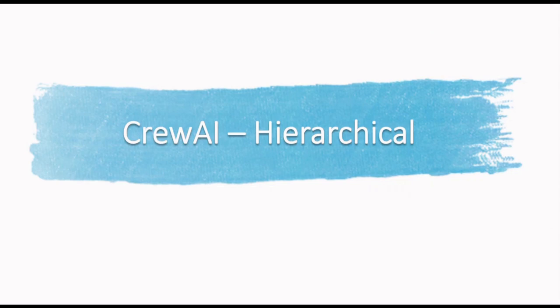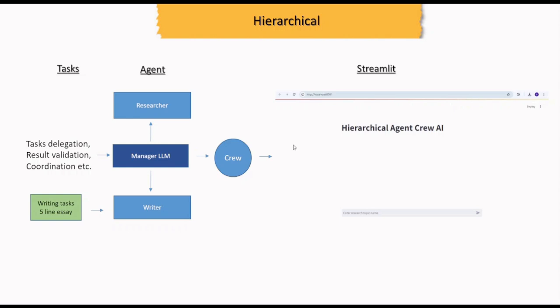Okay, let's start CrewAI hierarchical process. So in the hierarchical process, what we are going to implement, we will have two agents, okay? Researcher agent and then writer agent. And then the researcher and writer agents will be managed by a manager LLM, okay?